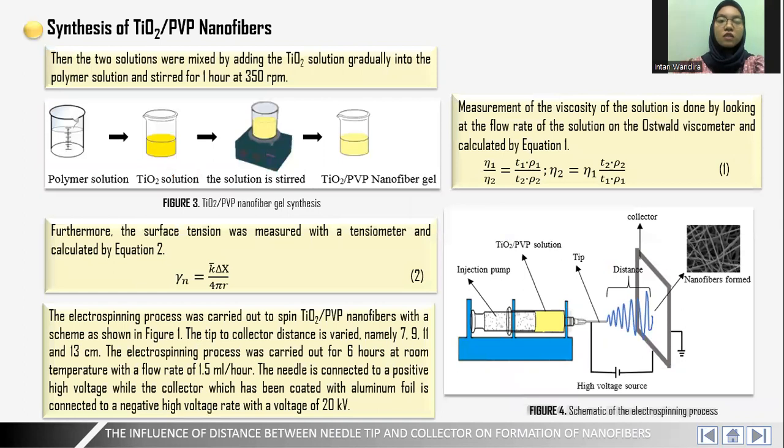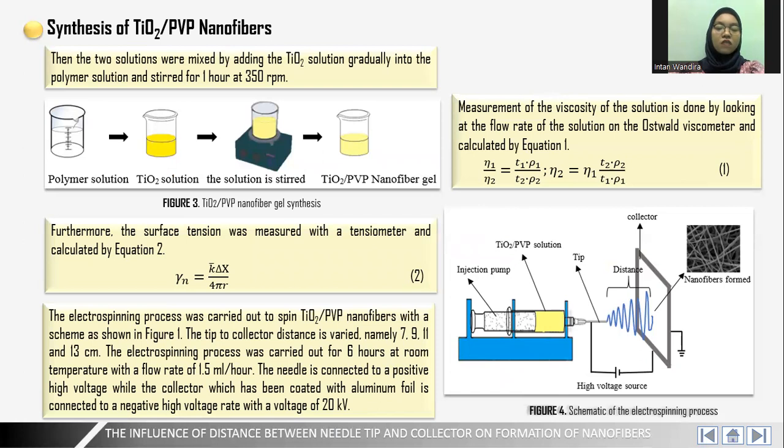Then the two solutions were mixed by adding the titanium dioxide solution gradually into the polymer solution and stir for 1 hour at 350 RPM. Measurement of the viscosity of the solution is done by looking at the flow rate of the solution on the Ostwald viscometer and calculated by equation 1. Furthermore, the surface tension was measured with a tensiometer and calculated by equation 2.